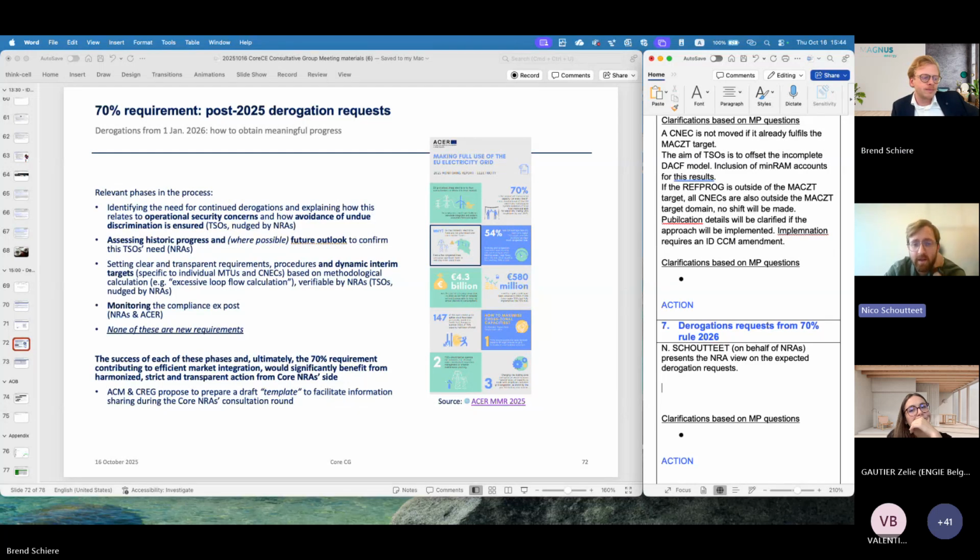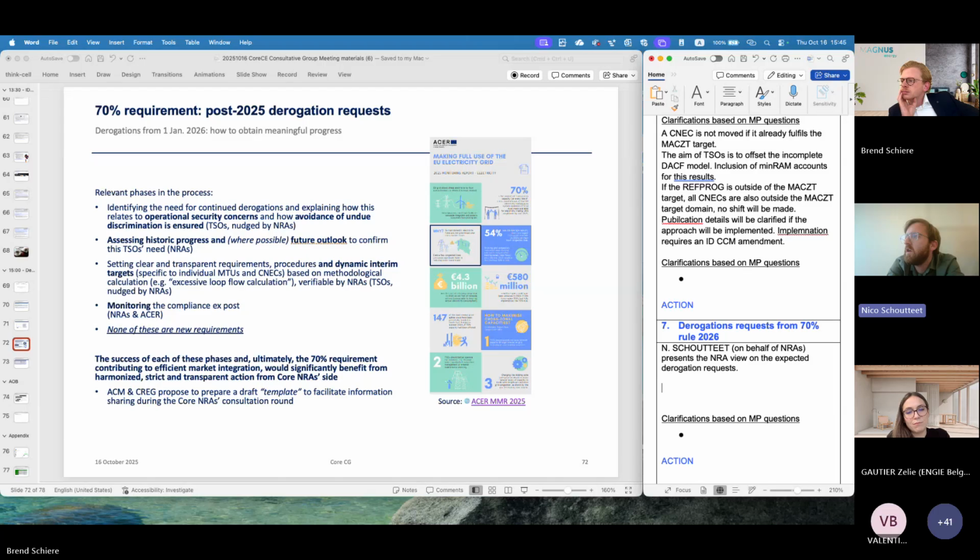And then the third one, and that's a very important one in light also of the previous slide, is setting clear and transparent requirements, procedures, and dynamic interim targets. And these dynamic interim targets are quite important. It's one that has not always been adopted or implemented in the past. So given on the one hand that we no longer have any action plans with flat targets with a linear trajectory, we want to avoid that we receive derogation requests or that we approve derogation requests which just provide other flat targets.